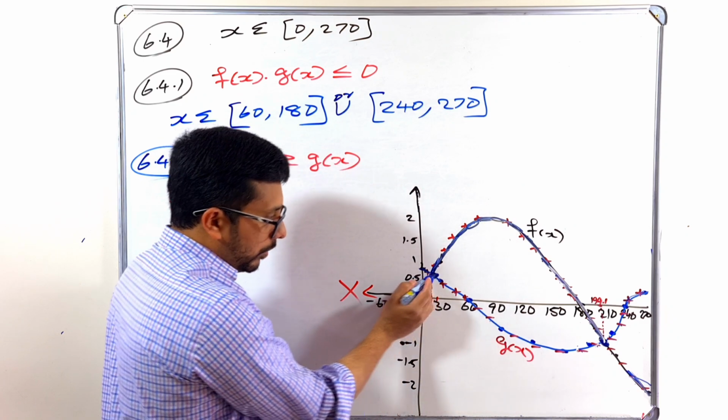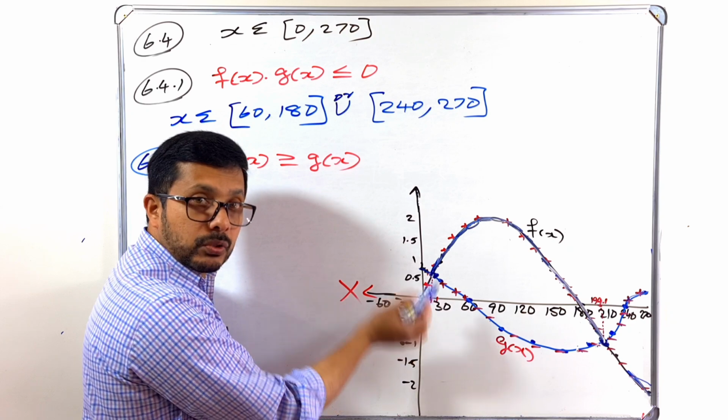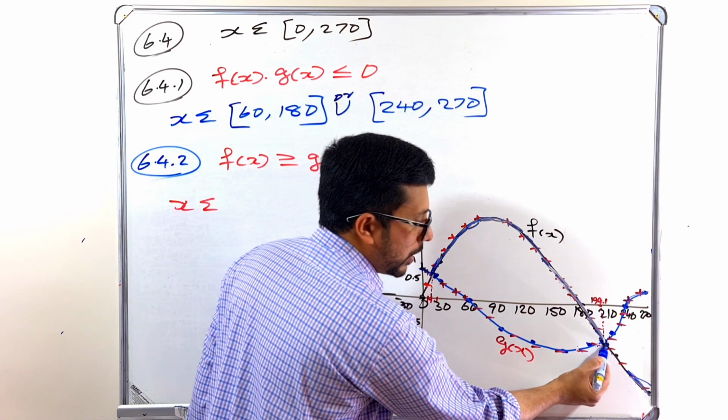So at this point, what is the x value? Excuse me, in the previous question we already found 19.1. At this point, what is the x value?